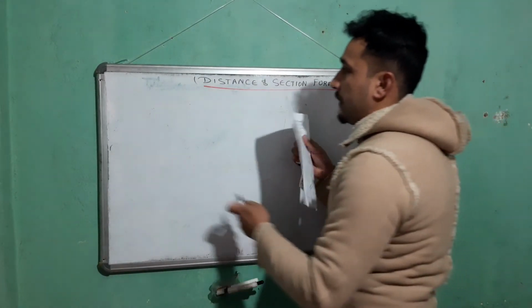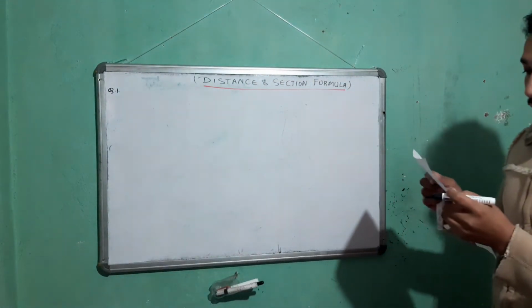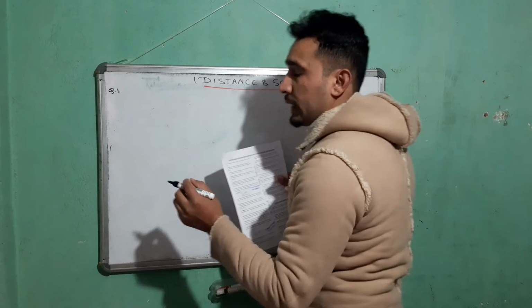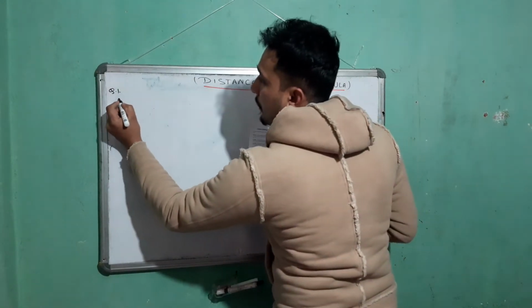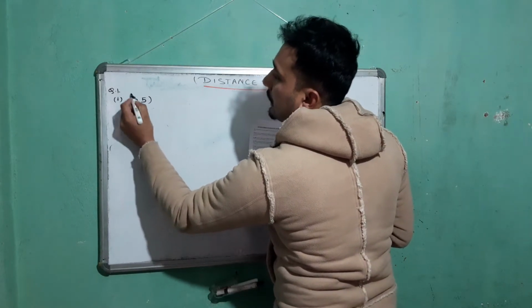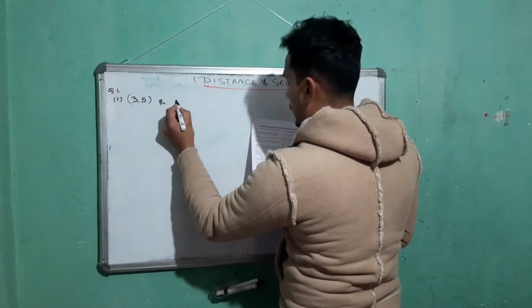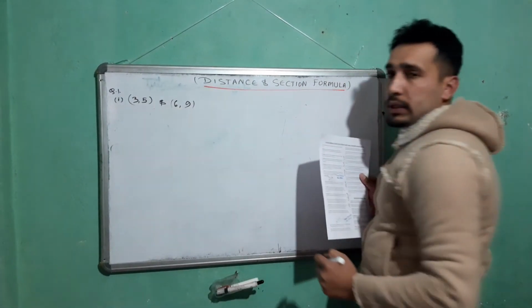The first question is very simple. Question number 1: find the distance between the points 3,5 and 6,9. So you have to find the distance between these 2 points.